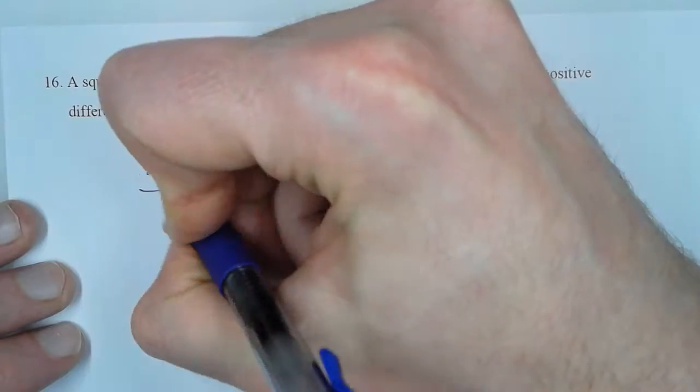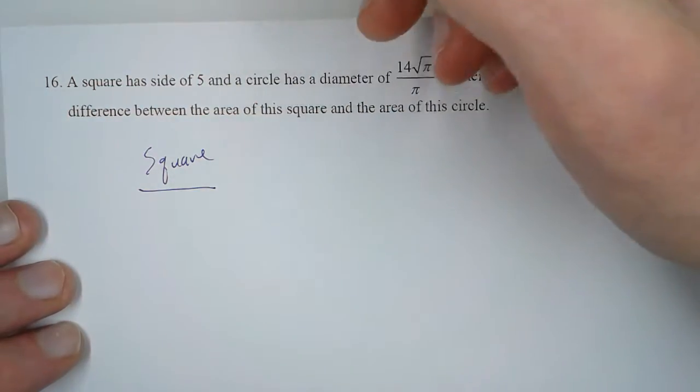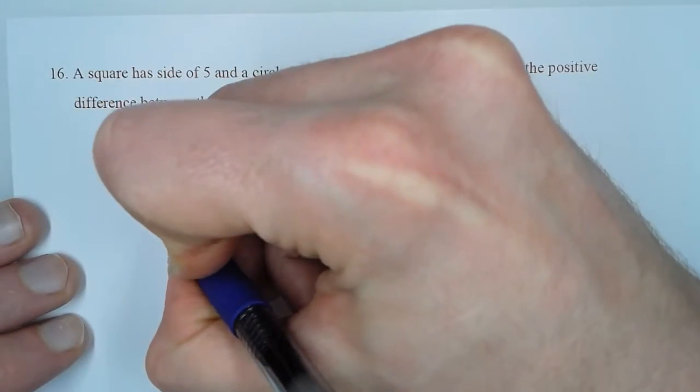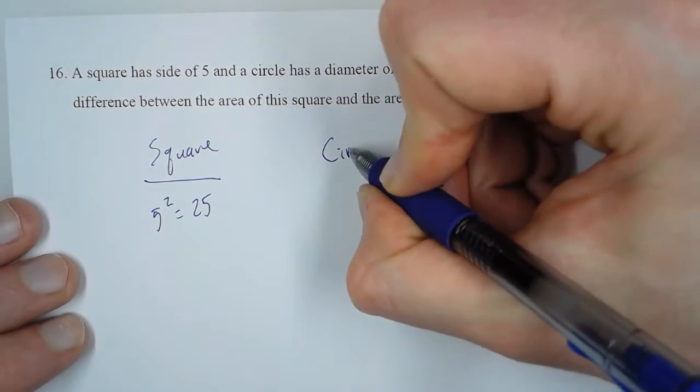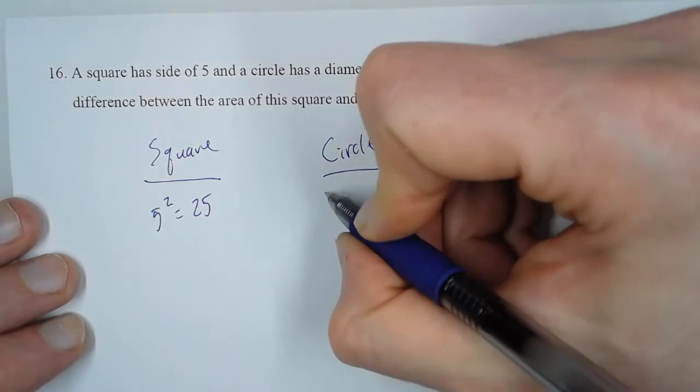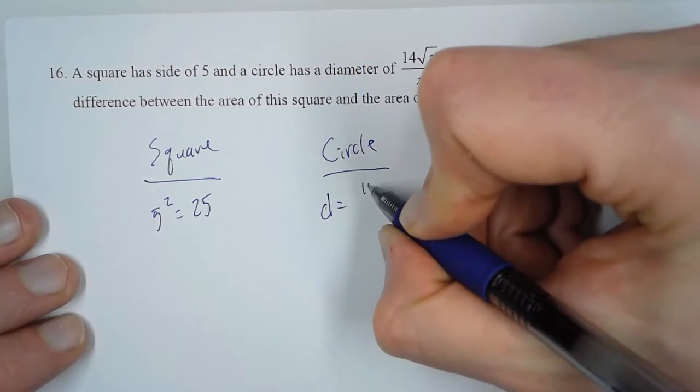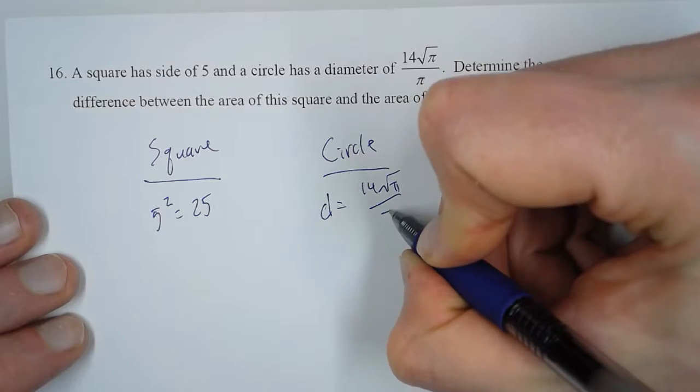So with a square, we take the sides, 5, and square it. So 5 squared is 25. Circle, they gave us the diameter, which is 14 square root of pi over pi.